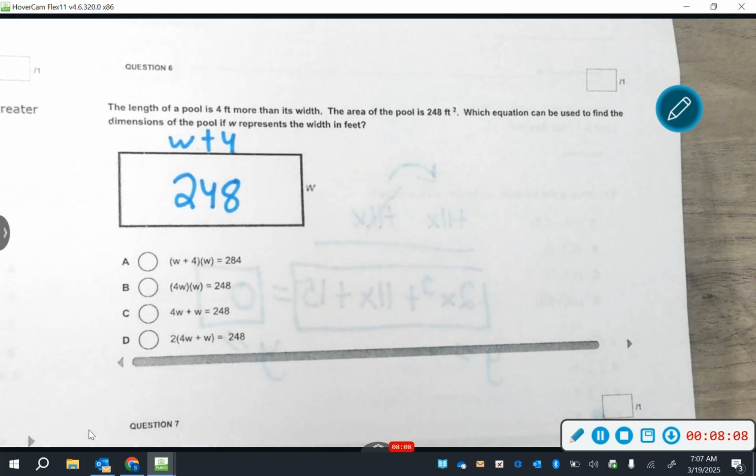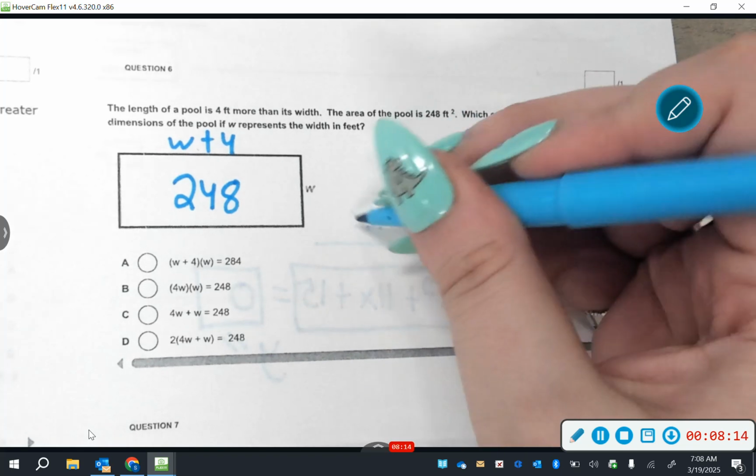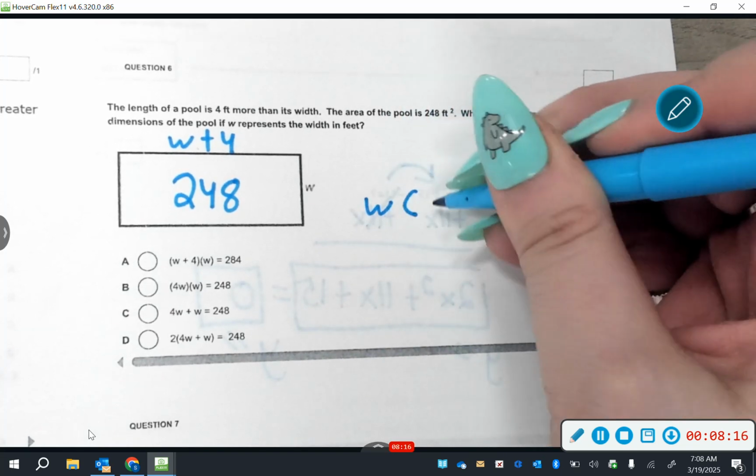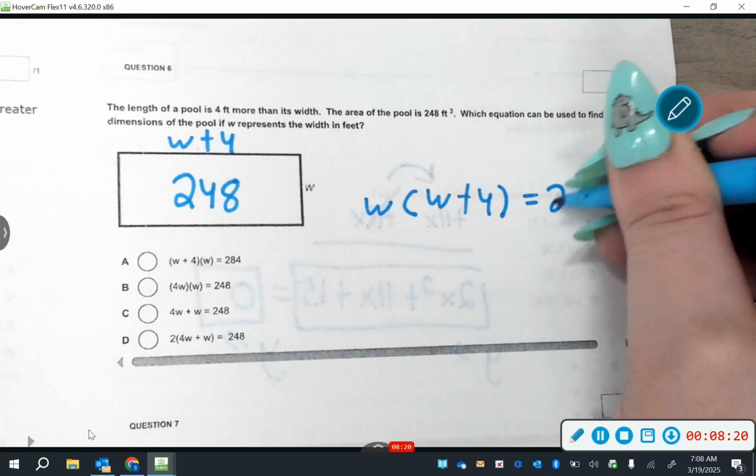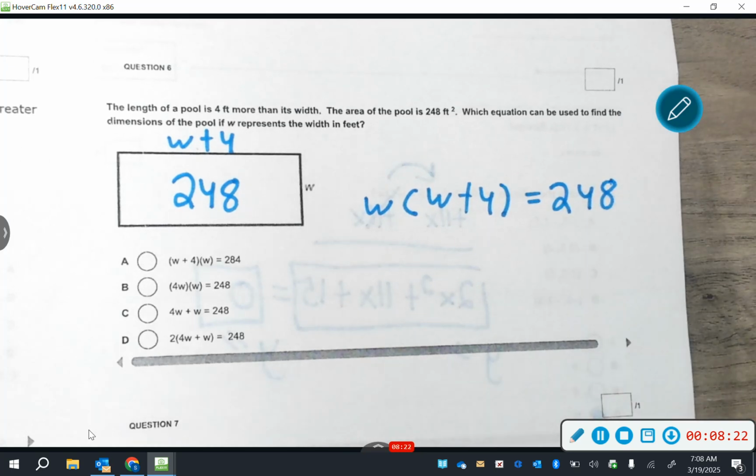Well, we've done questions like this before. To find the area of a rectangle, you're going to multiply them. So this would be width times the width plus 4 equals 248, or base times height, length times width, whichever you want to call it. Which one matches what we got? A. They just switched where they put their W.